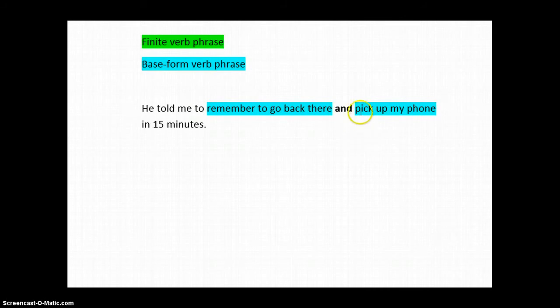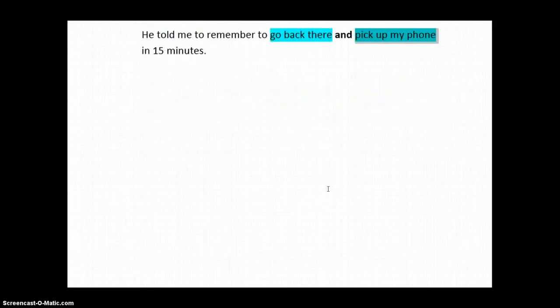By the way, you may have noticed that actually this could be coordinated with this base form verb phrase and not the bigger one. This sentence is syntactically ambiguous. We just don't know fully. To my mind, it makes a little more sense to say it this way. He told me to remember to do two things. Go back there and pick up my phone. Okay. But in any case, now it's nice and parallel with two base form verb phrases.